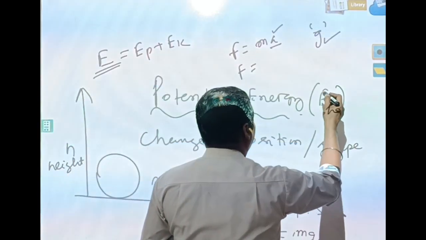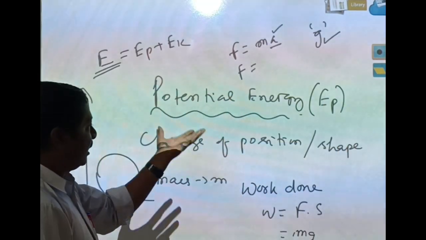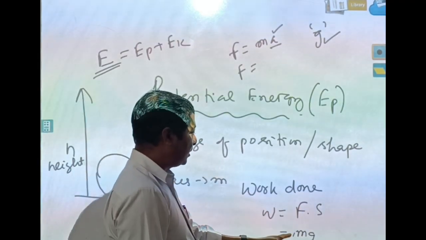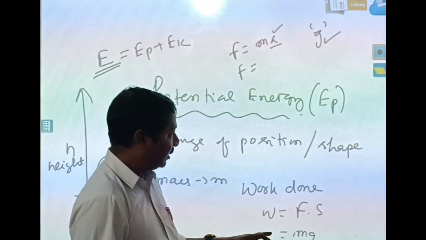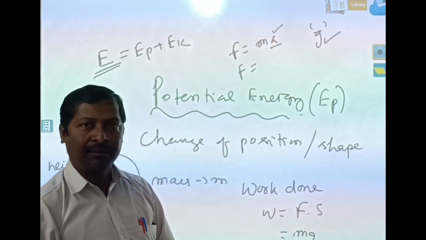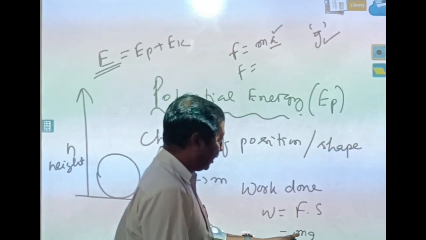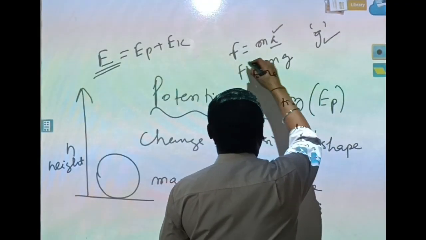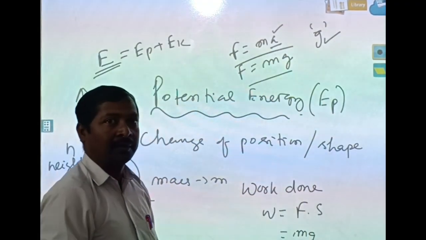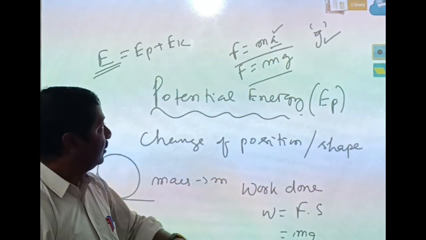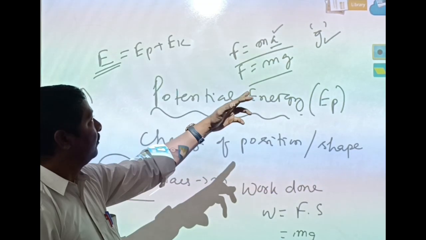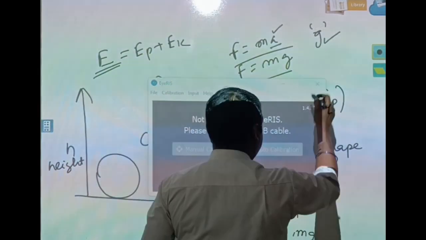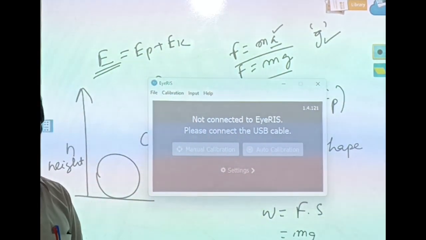So if I am lifting this, I am doing some work. Work is F into S. So F is how much? Mass into acceleration, and here the acceleration is g instead of a. That's why I am writing mg for F. So F equals mg, and F equals ma also. During movement on the ground, ma. And during upward or downward movement, it is mg.